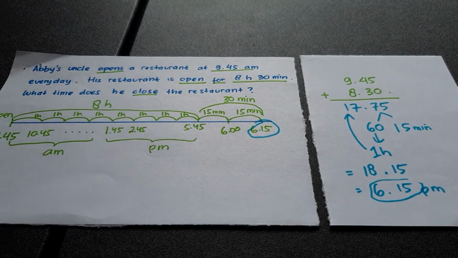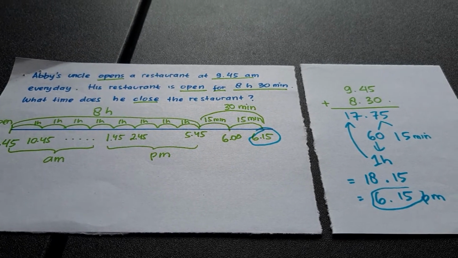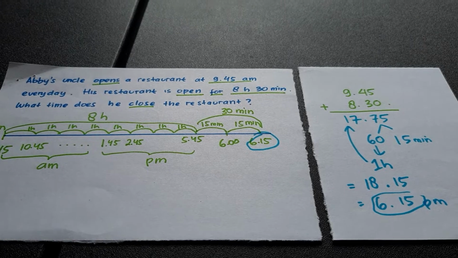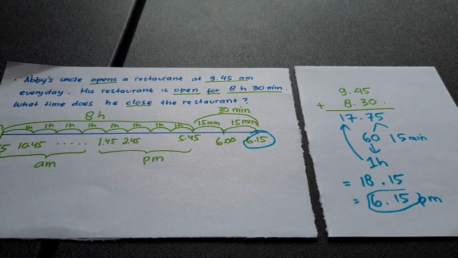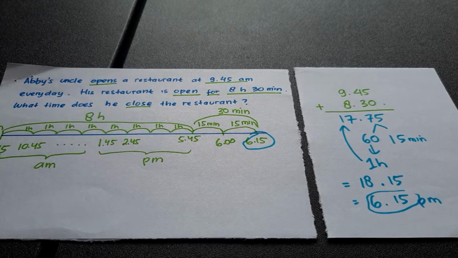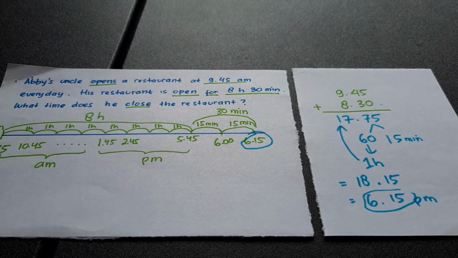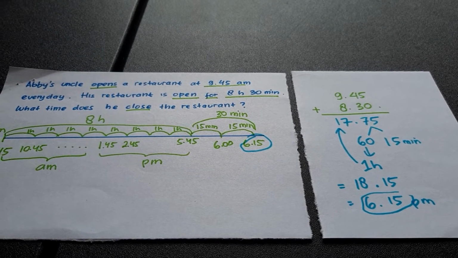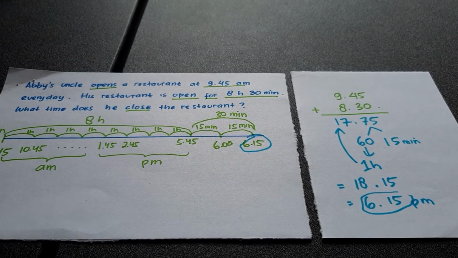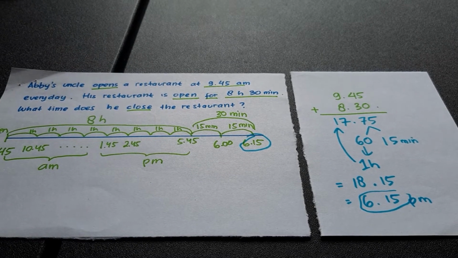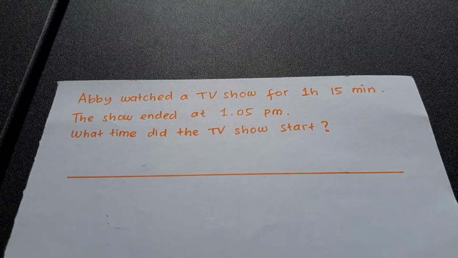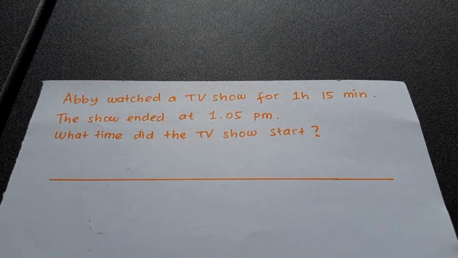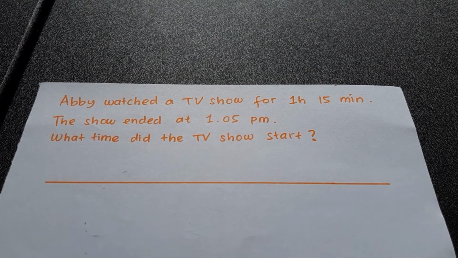Now my question for you is, which way is easier for you? Remember, again, you can use your own way. Any questions? No? Or you can ask me later through WhatsApp or through Edmodo. Okay, the next question will be the last question. Abby watched a TV show for 1 hour and 15 minutes.